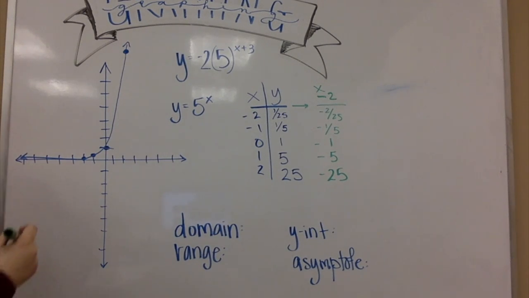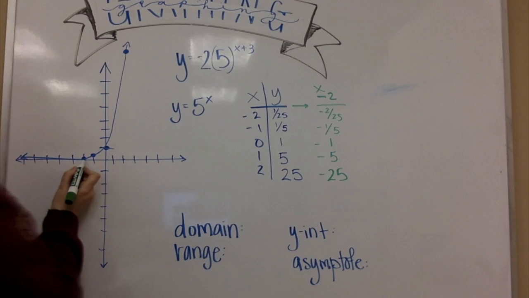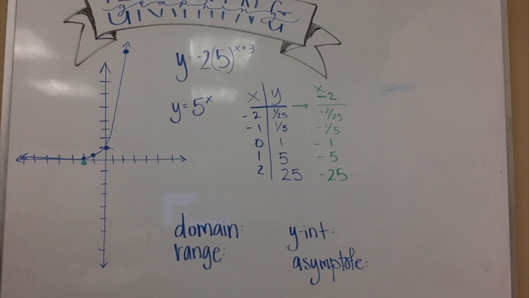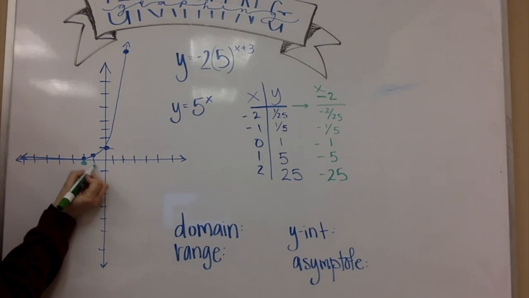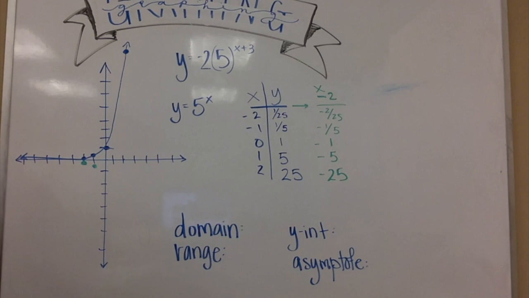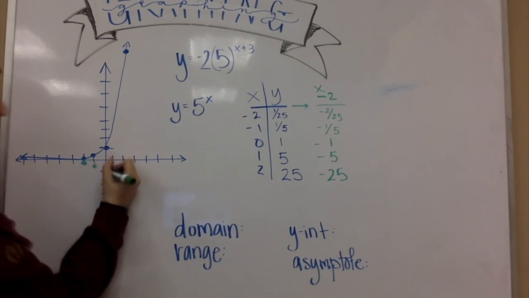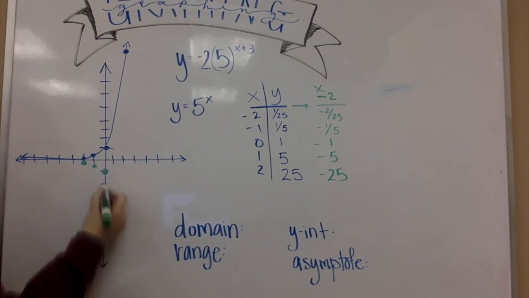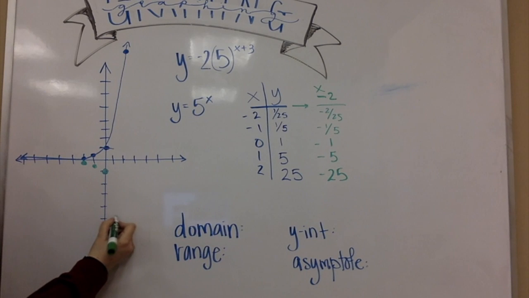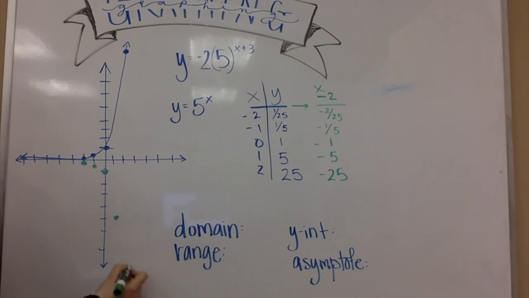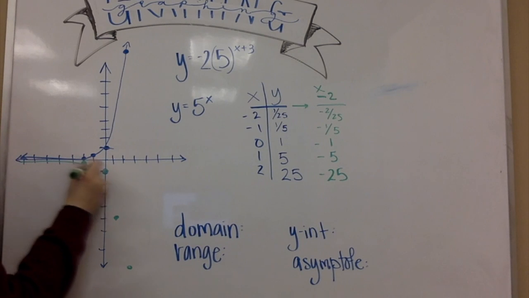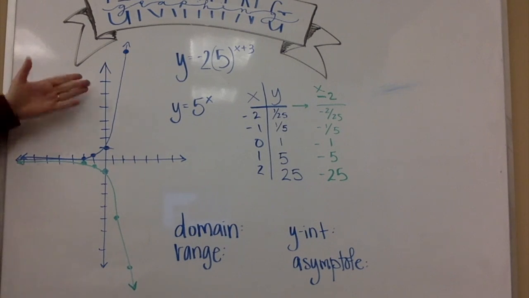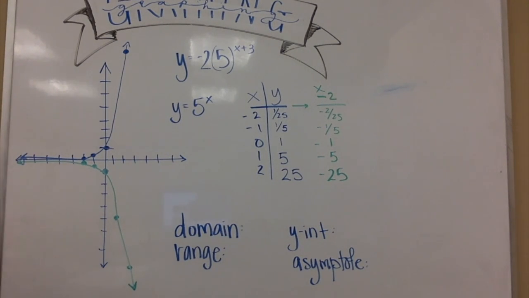So I'm going to have -2, and now this time I have -2/25, -1, -1/5. We have 0, -1. We have 1, -5, so 1, 2, 3, 4, 5. And we have 2 and then -25 all the way down here. So now notice how this stretch flips our graph over the x-axis.